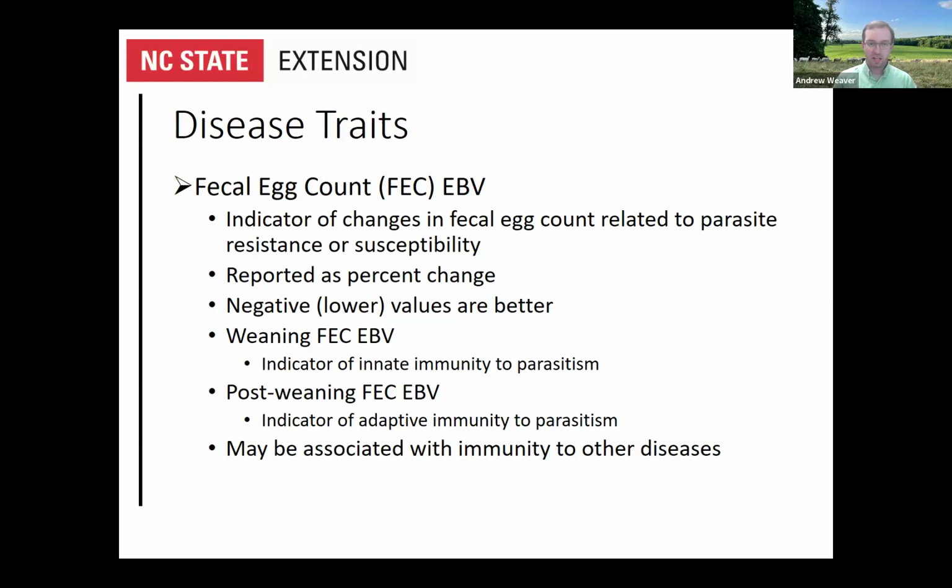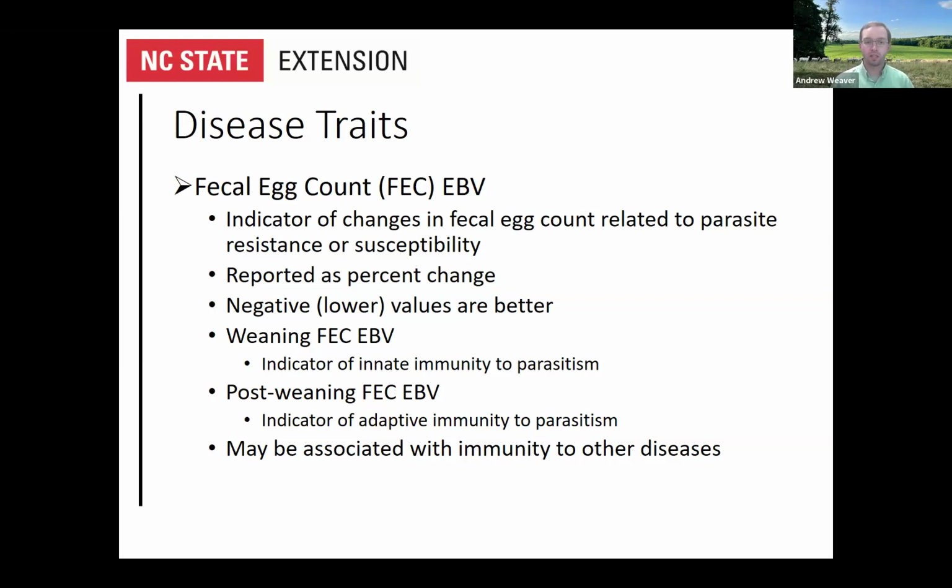This is a disease-related trait, right? And it's one of the first traits of its kind that we in the sheep industry have available to us, compared to the cattle industry. The cattle industry has a lot more traits available to them, but they don't have a trait like this. So we might be one step ahead in this regard. This trait allows us to show differences in genetic merit related to changes in fecal egg count that are directly associated with parasite resistance or susceptibility.